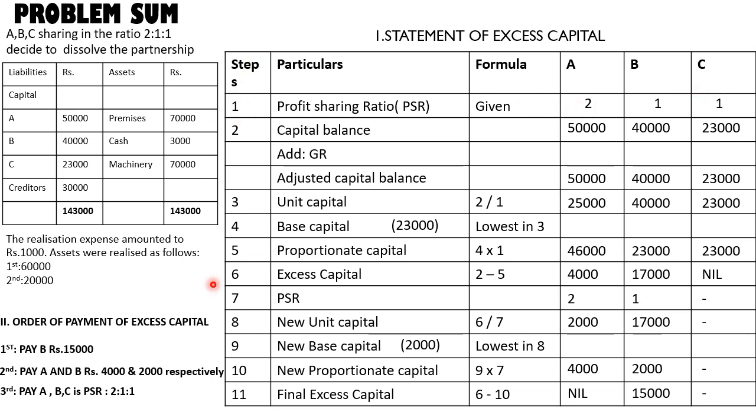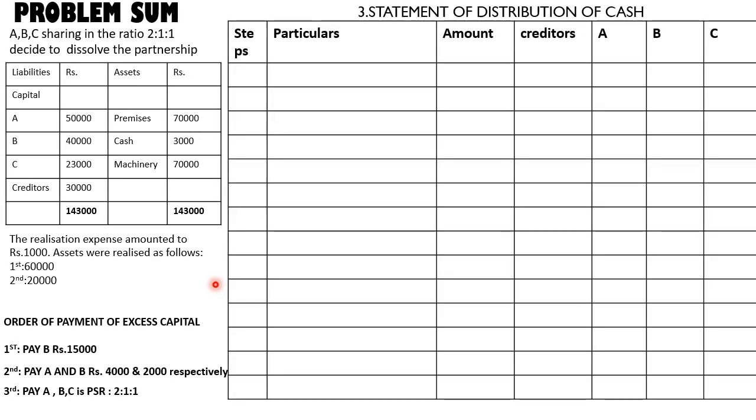Now let us see how this is useful in creating the last step, that is to create the statement of distribution of cash. Now if you look at the format, we have steps, particulars, amount, and thereafter we have arranged the liabilities in the order of payment. So according to the sum, the first order of payment available for liabilities was the creditors. Thereafter we had partners A, B and C.